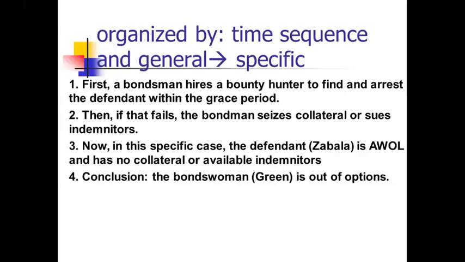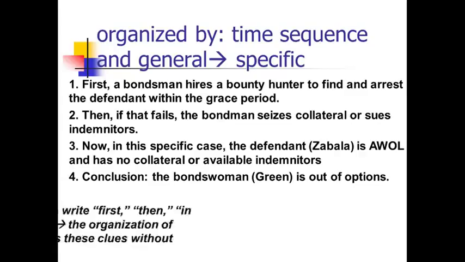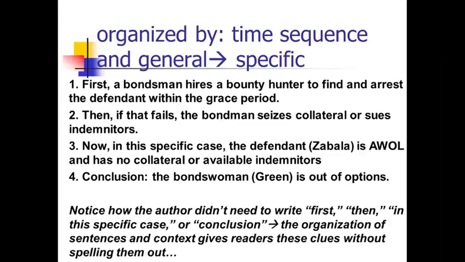Here's the conclusion. In this case, since none of that happened and there's nothing available, the man, in fact, in this story it was actually a bondswoman, Green, is out of options. That means she's going to have to pay the $31,000. Notice how, when I'm laying out the logic of this, I used first, then, now, conclusion. In this specific case, I'm giving a lot of pointers just to show you the logic. But the author, when writing this paragraph, didn't need all those pointers because it was organized in a logical way; the reader can just follow it without spelling out first and then and now and so on.